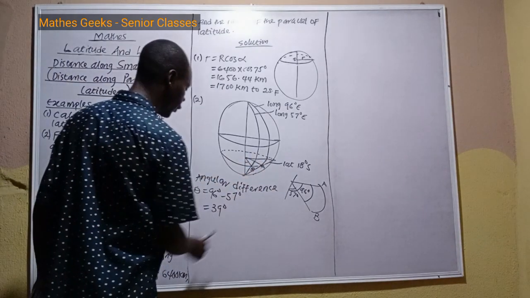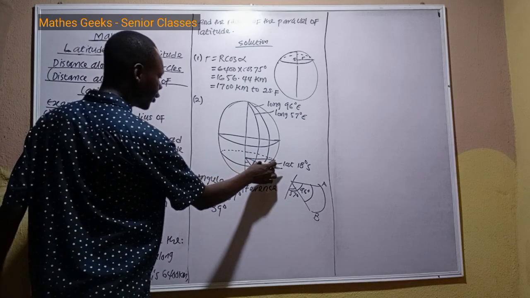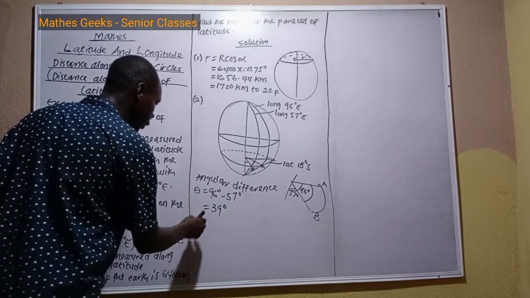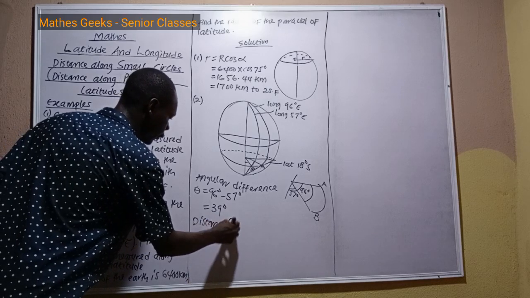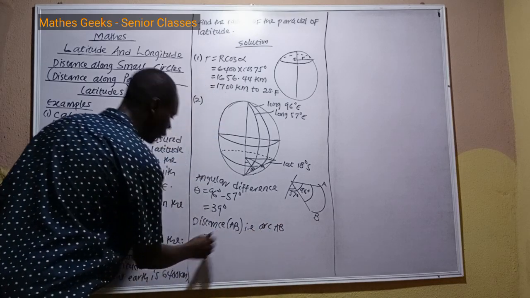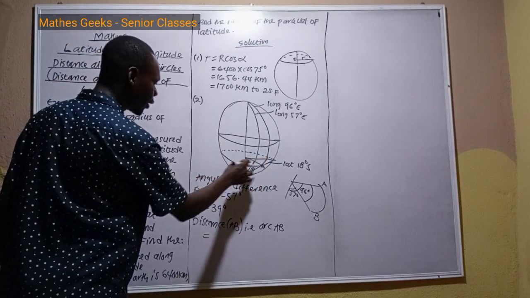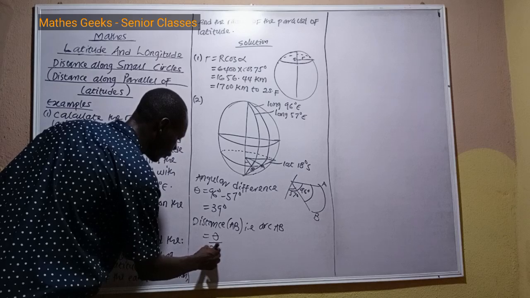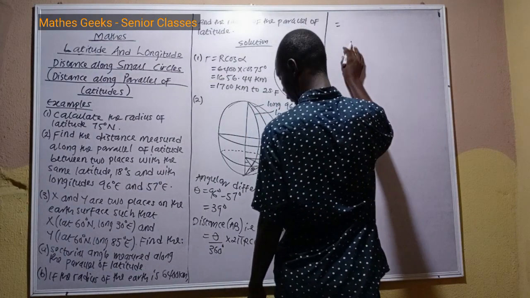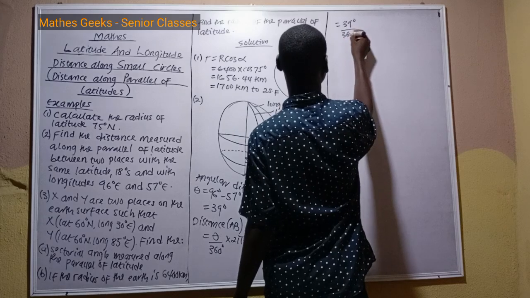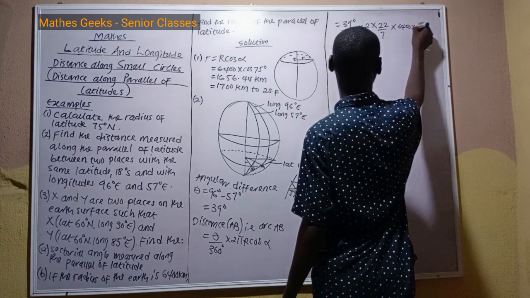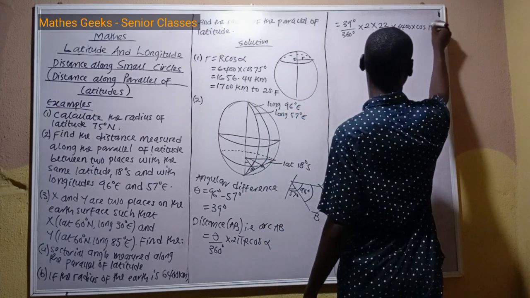And the latitude, in this case alpha, is equal to the latitude on which the 2 points are lying, so latitude 18 degrees south. So we're going to say distance AB, that is the minor arc AB, is equal to, since the distance is measured along the parallel of latitude, theta over 360 degrees times 2 pi r cos alpha. This will give us 39 degrees over 360 degrees times 2 times 22 over 7 times 6,400 times cos 18 degrees.